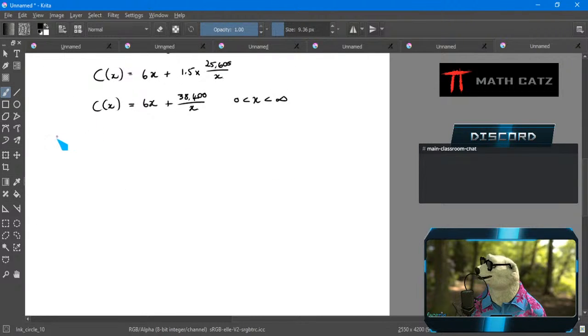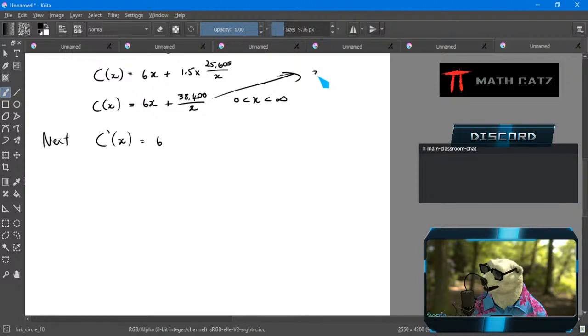So let's see what is the ideal cost. Well, for that, I am going to have to take the derivative here to find the critical points. First one's easy, 6. Now this, remember here, I could say 38,400 times x to the negative 1. So it'll be negative 38,400 times x to the negative 2. Or you can streamline that right away and put it over x squared.